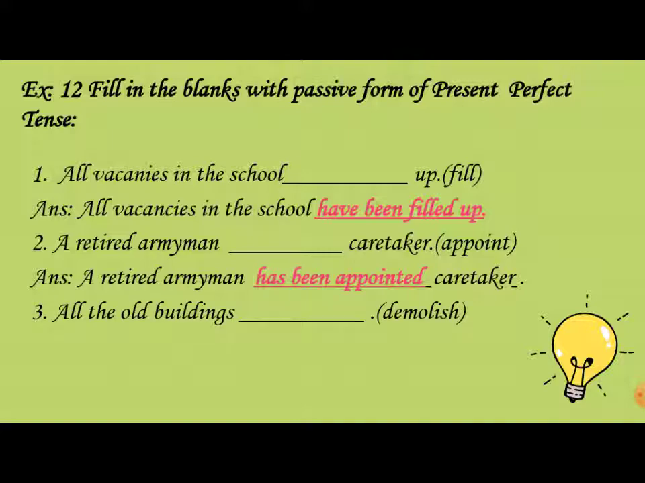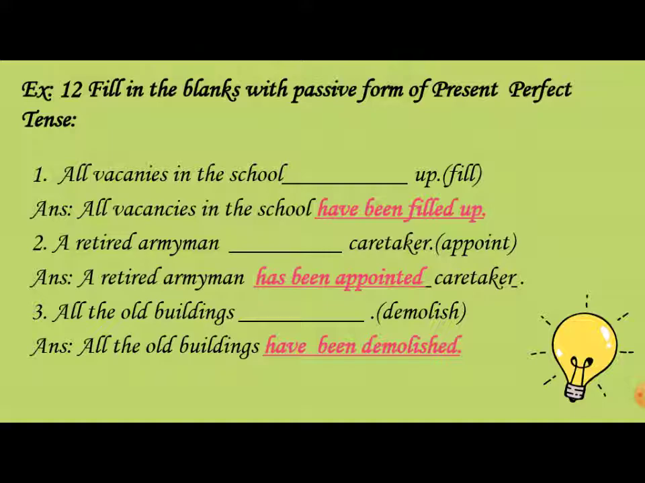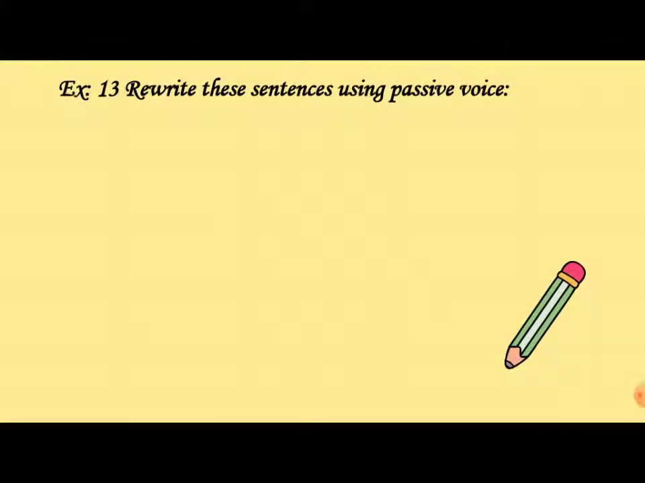Next sentence, all the old buildings. It is a plural noun. So what will be the structure? Have been. And demolish means destroy. So past participle form of demolish is demolished. So the answer is all the old buildings have been demolished. Dear children, I have solved 3 sentences. The rest of the 3 sentences try to solve by yourself. Let's move on to the next exercise.